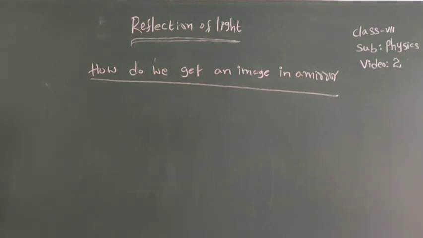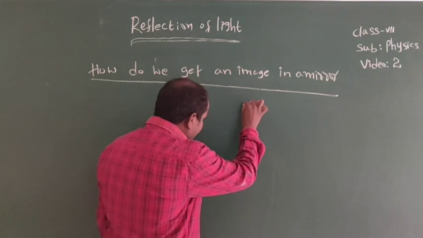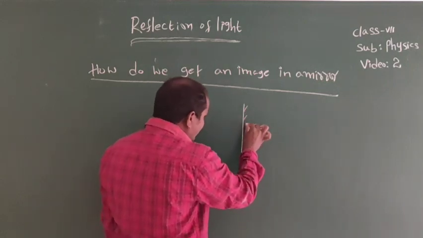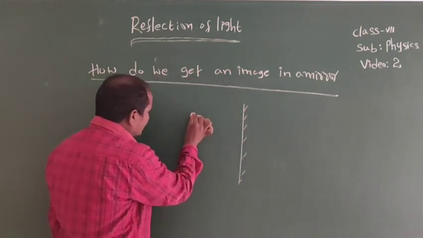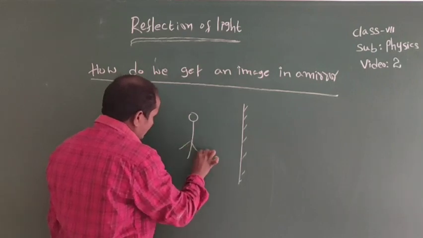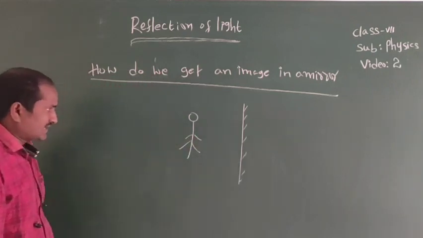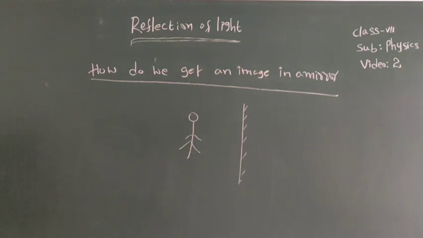How do you get an image in a mirror? We see our image in a mirror many times. How is it formed? For example, it is a mirror. We are standing in front of the mirror. We observe this many times every day. We see our image in a mirror many times. How is it formed?